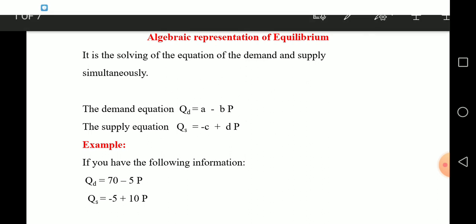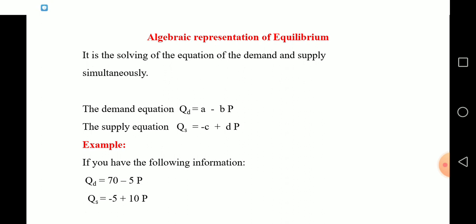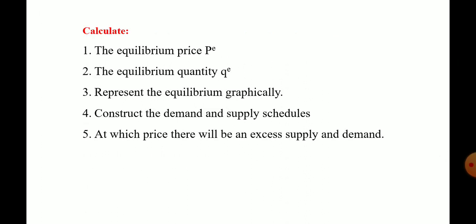So example, if you have the following information. Okay, we have two equations here, quantity demanded and quantity supplied, and given here the equations 70 minus 5p and negative 5 plus 10p. Okay, the question comes now: the equilibrium price, PE, and the equilibrium quantity, QE. Represent the equilibrium graphically.